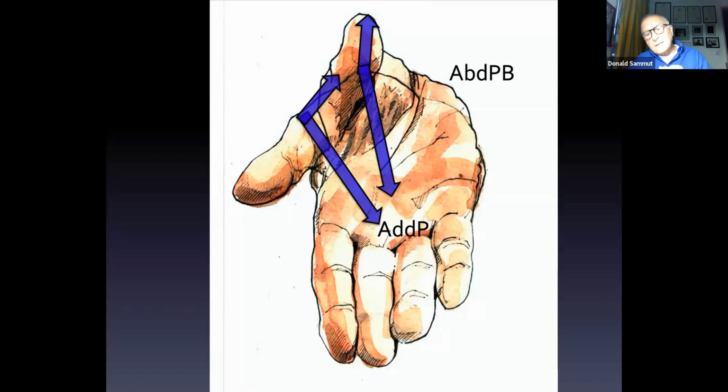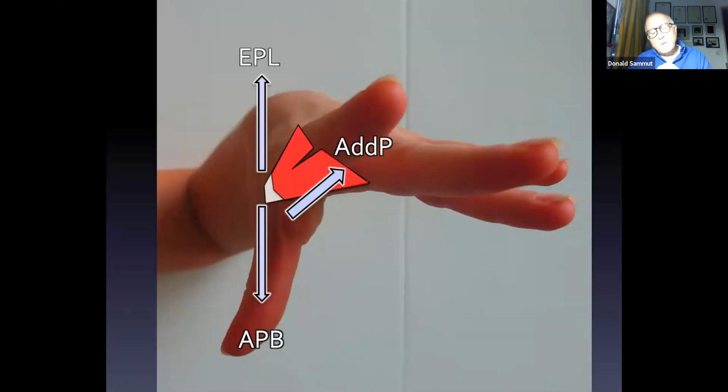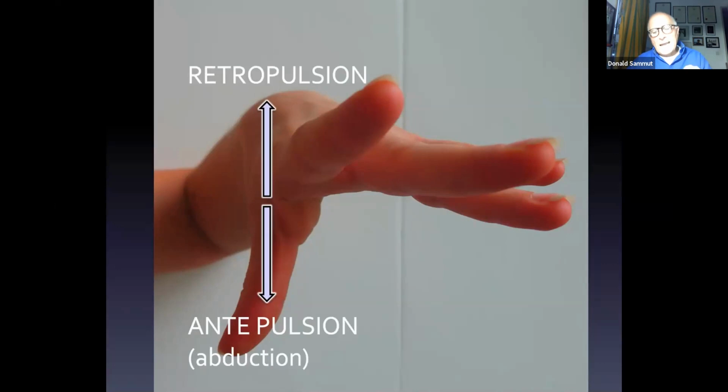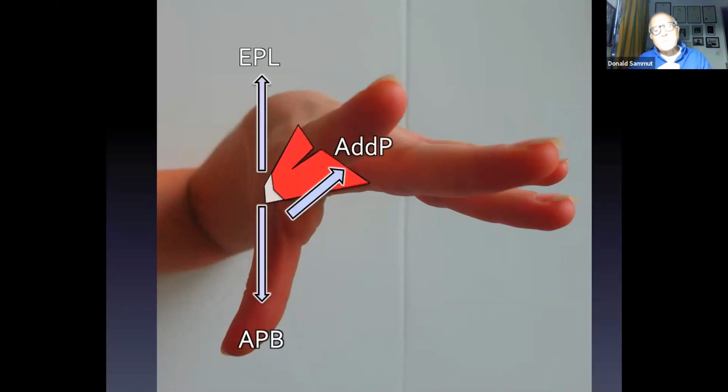You might think that the antagonist of abductor pollicis brevis would be the adductor from the name, but actually it isn't. If you consider that the abductor pollicis brevis is producing antepulsion, the muscle that's producing retropulsion is the extensor pollicis longus. So the antagonist of the APB is the EPL, not the adductor pollicis, which is going off in a completely different plane.